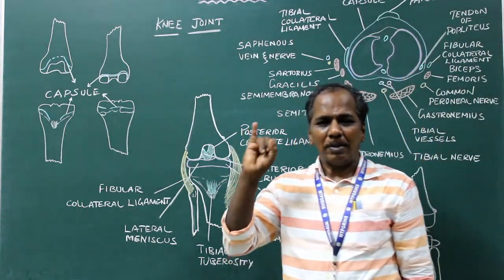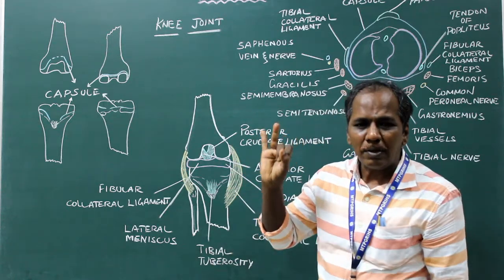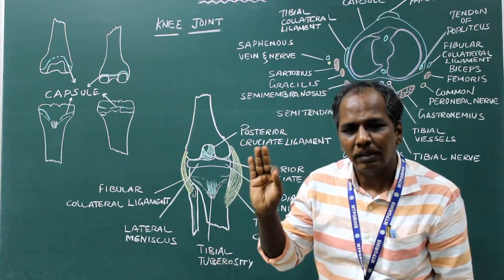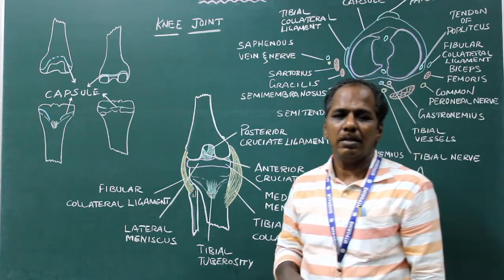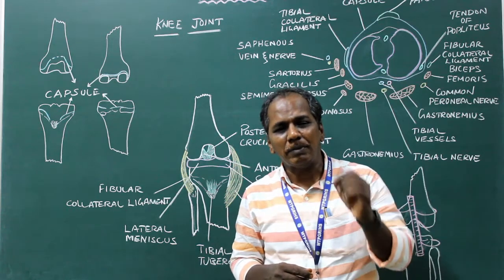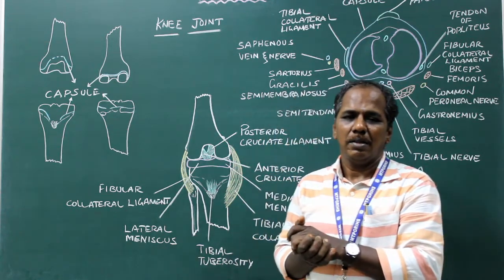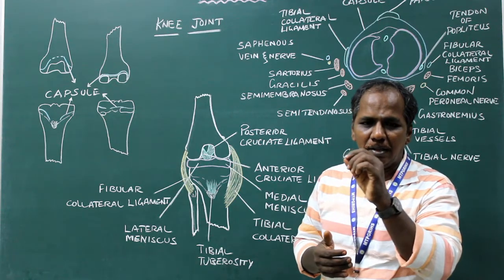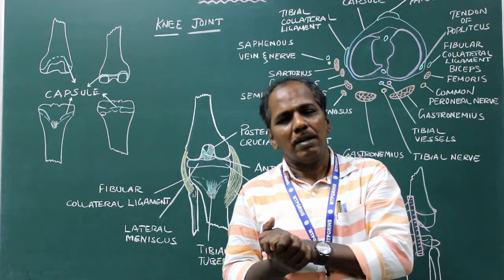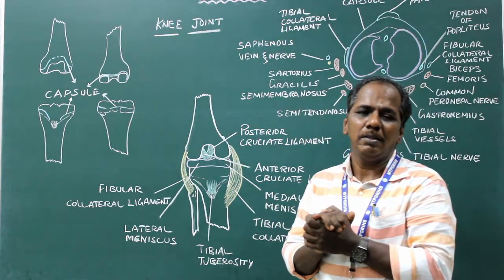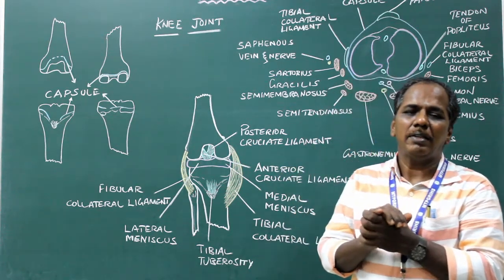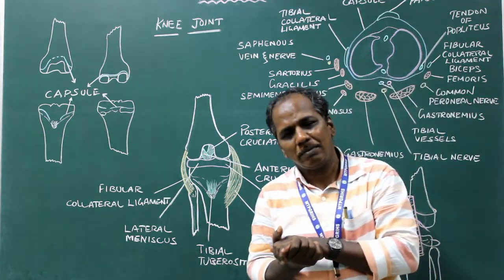Ligaments. Number 1, capsule. Number 2, tibial collateral ligament. Number 3, fibular collateral ligament. Number 4, medial and lateral meniscus or semilunar cartilages. Number 5, cruciate ligaments. There are two cruciate ligaments, anterior and posterior cruciate ligaments. Number 6, coronary ligament. Number 7, transverse ligament. Number 8, ligamentum patellae.